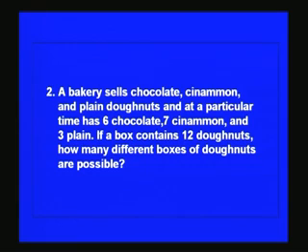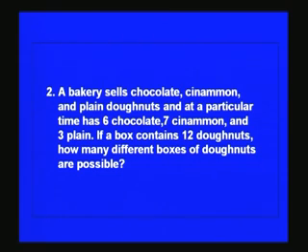A bakery sells chocolate, cinnamon and plain donuts, and at a particular time has 6 chocolates, 7 cinnamon and 3 plain. If a box contains 12 donuts, how many different boxes of donuts are possible? This is a question. Let us see how you can apply principle of inclusion exclusion for this.